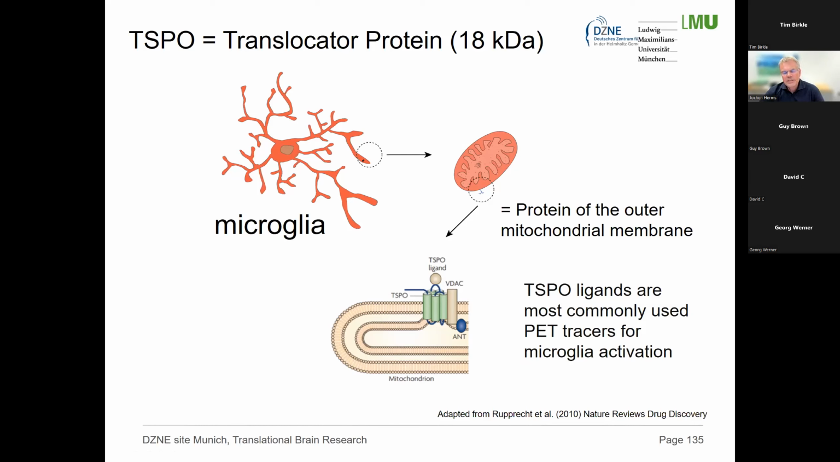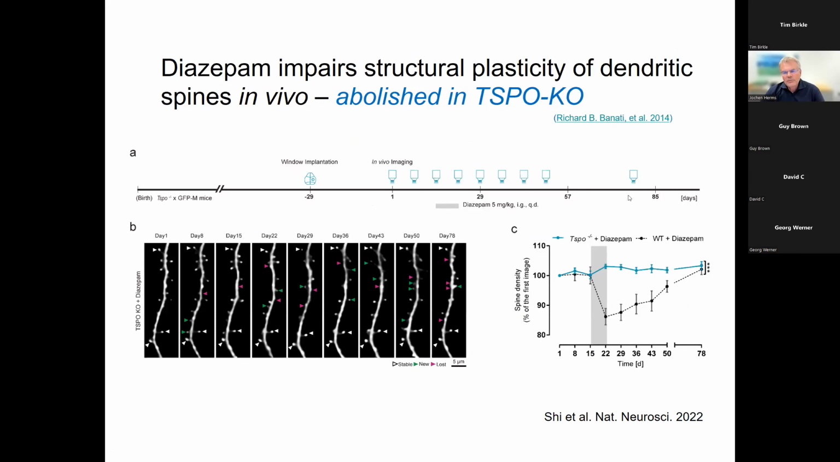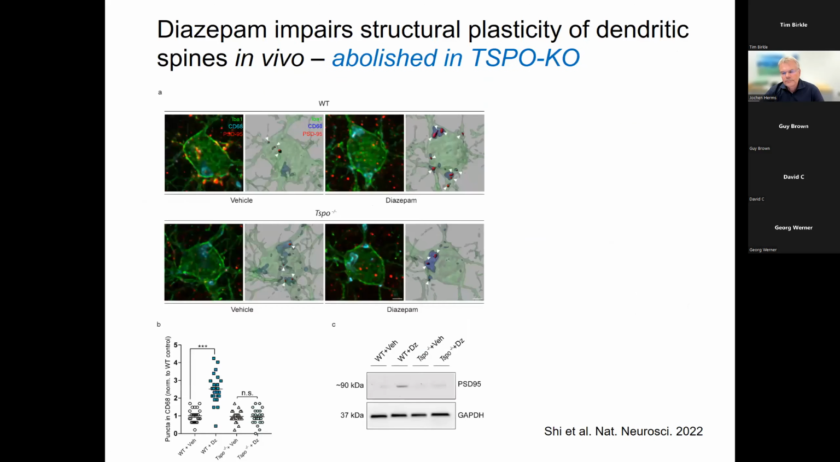Diazepam binds to it. So what we did, we looked at the TSPO knockout mouse, and indeed, in the TSPO knockout mouse, even though microglia are present, if the receptor for diazepam, in this case TSPO, is lacking, we don't see spine loss taking place. So obviously, TSPO is very critical for the diazepam-induced spine loss.